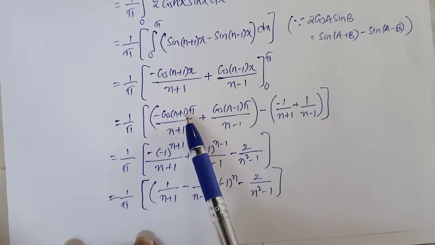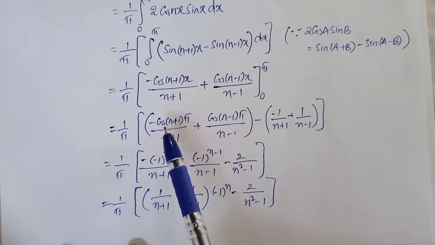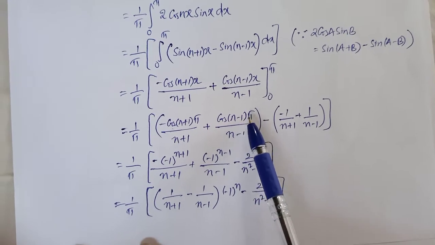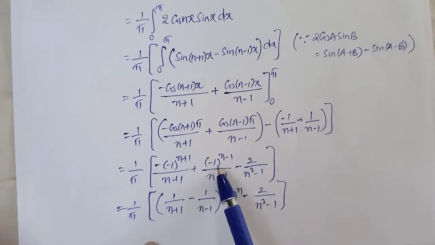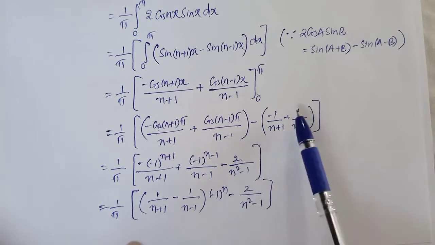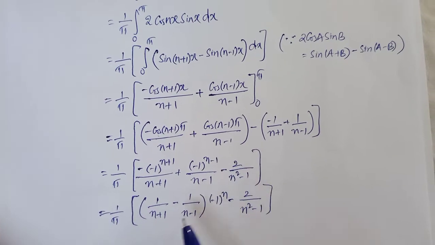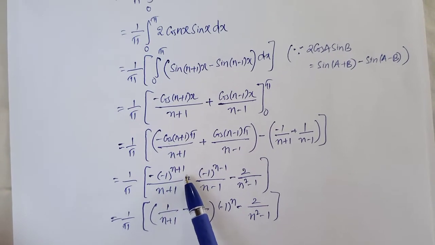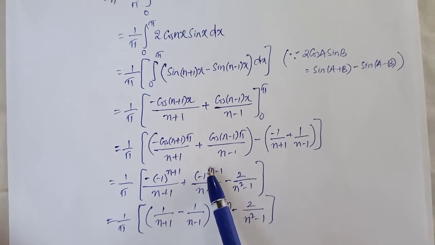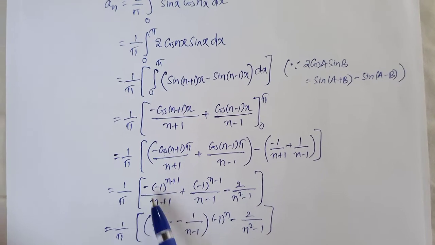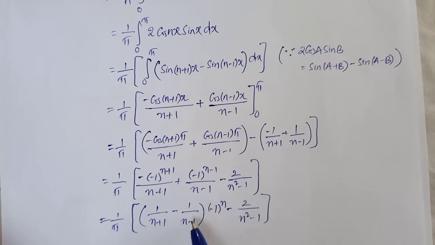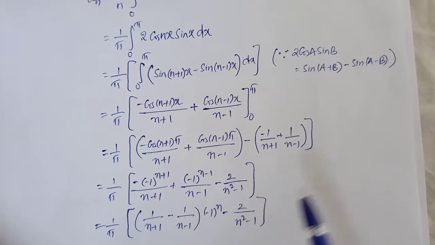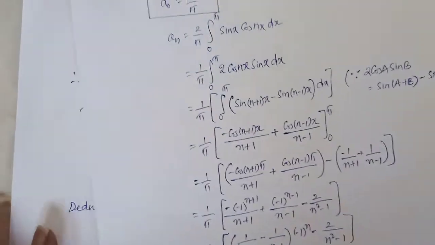Now cos n pi is equal to minus 1 to the power n, cos (n plus 1) pi is minus 1 to the power (n plus 1), and similarly cos (n minus 1) pi is minus 1 to the power (n minus 1). If I subtract, I will get 2 by (n squared minus 1). I can write minus 1 to the power (n plus 1) as minus 1 to the power n into minus 1, and similarly for this one also. Taking the common minus 1 to the power n, here 1 by (n plus 1) minus 1 by (n minus 1), so this is minus 2 by (n squared minus 1).